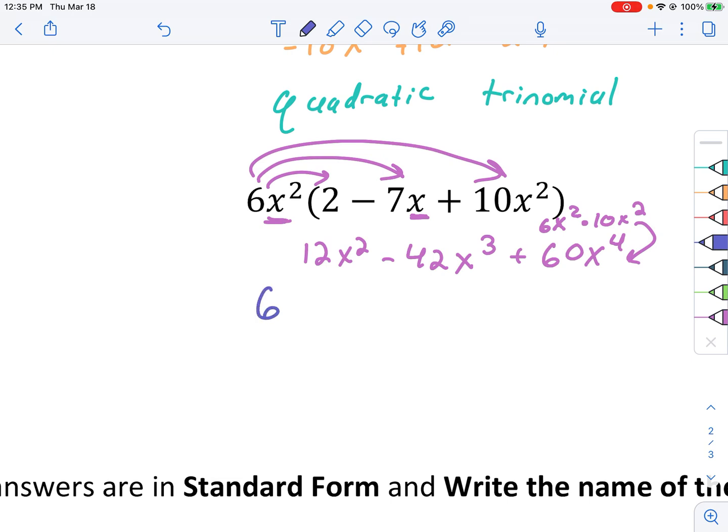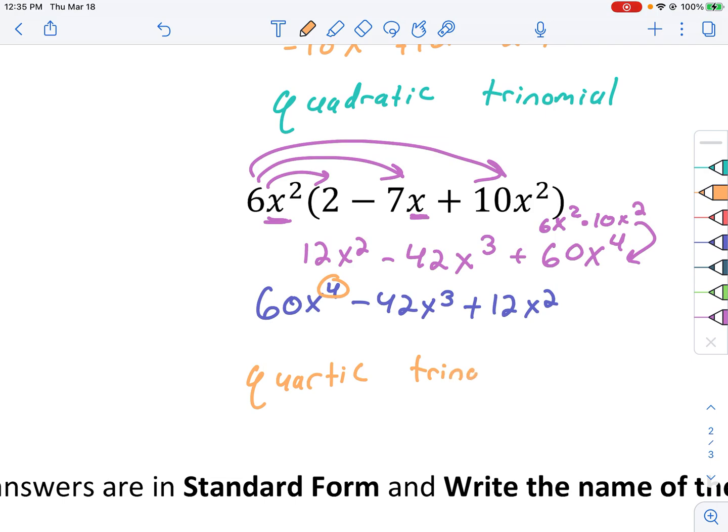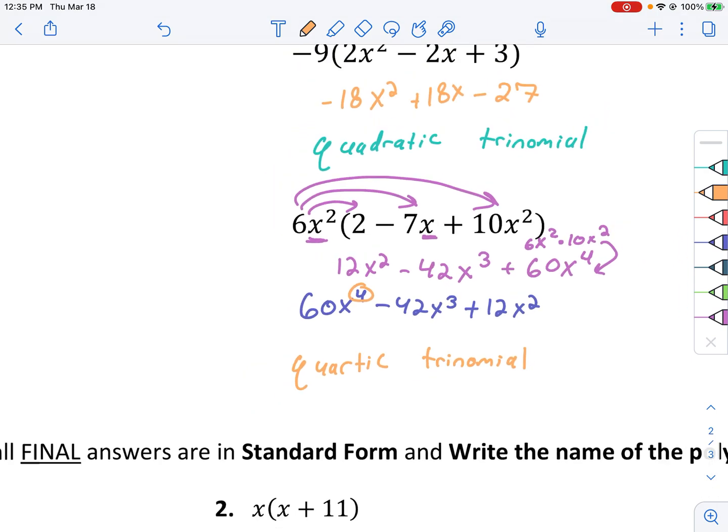And then if we needed to rewrite in a standard form, 60x to the 4th first, minus 42x cubed second, plus 12x squared last. 4th is the highest power, so that's our quartic. And then trinomial because 3 terms again.